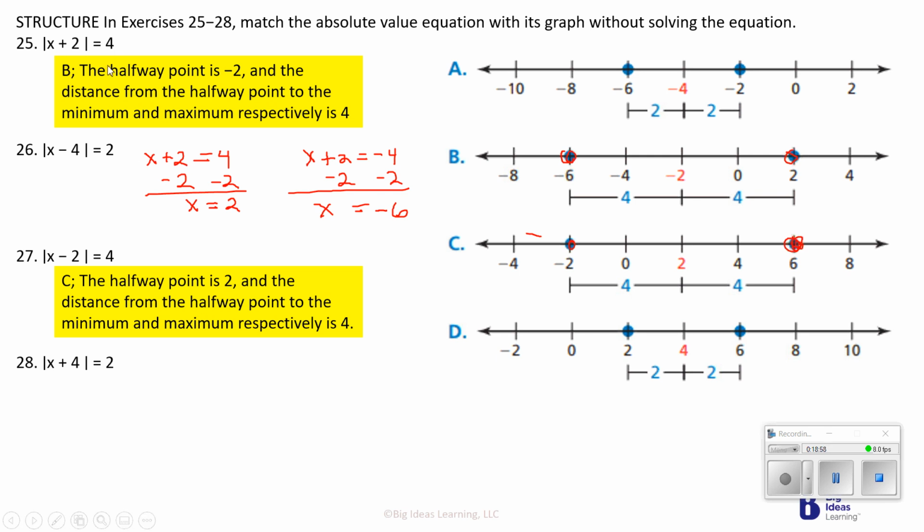They're saying the halfway point for this one is -2, right? Because if this was -4, then you're halfway there, it's going to be -2. If this one is 4, then the halfway point is going to be 2. All right, so let's go ahead and leave number 28 for you.